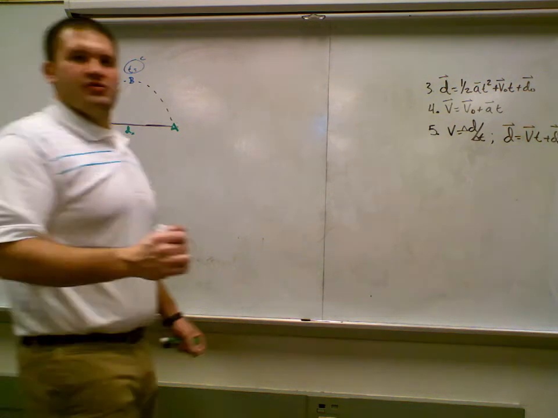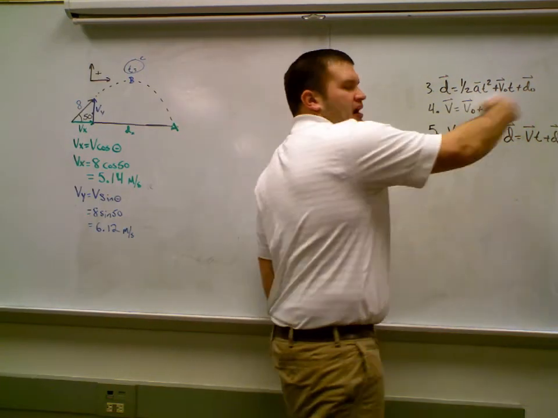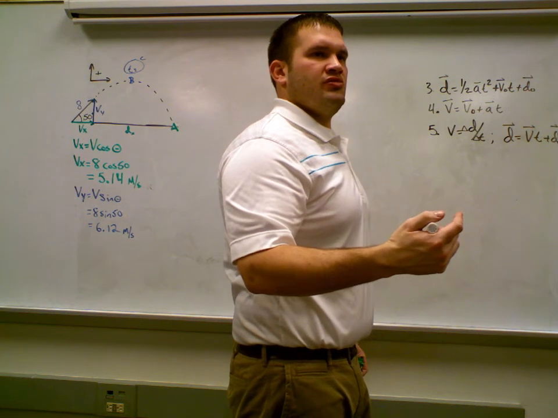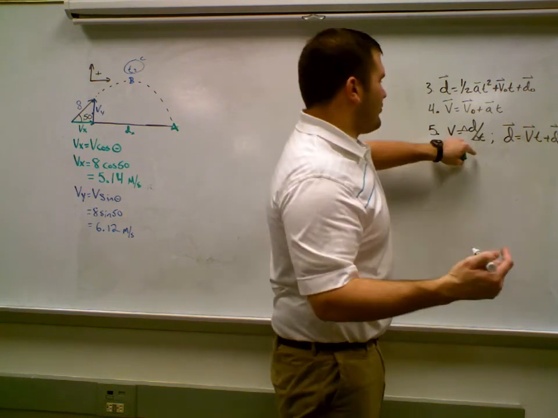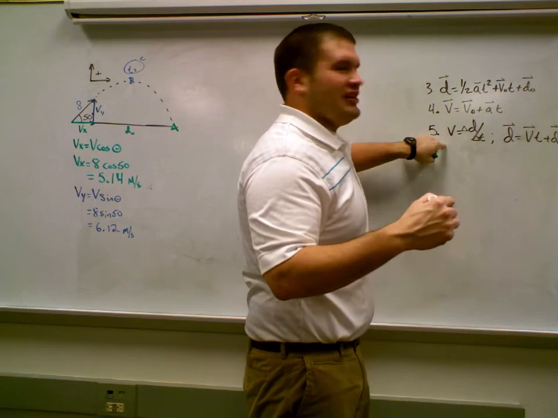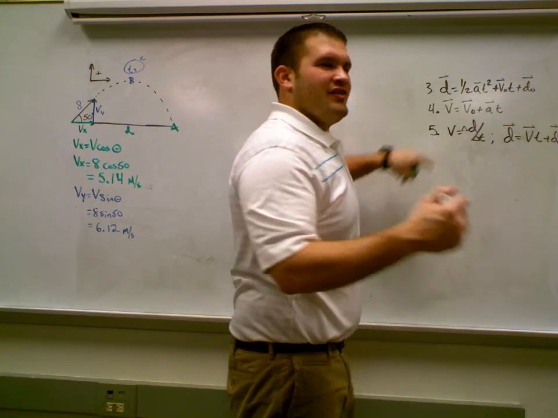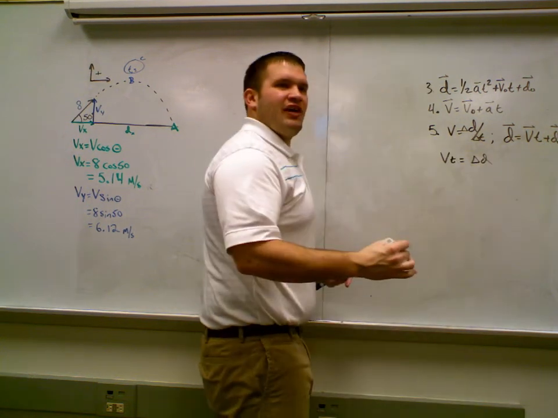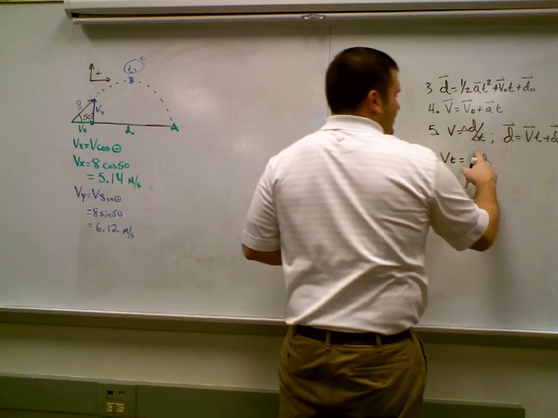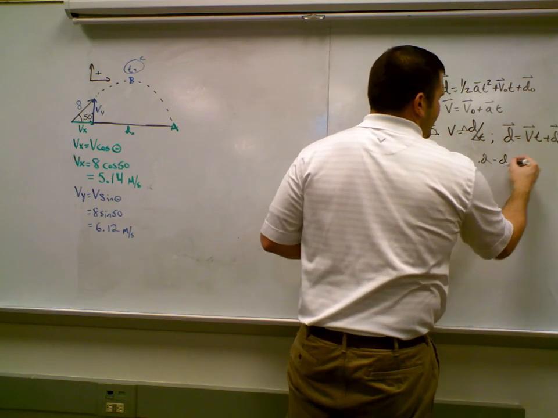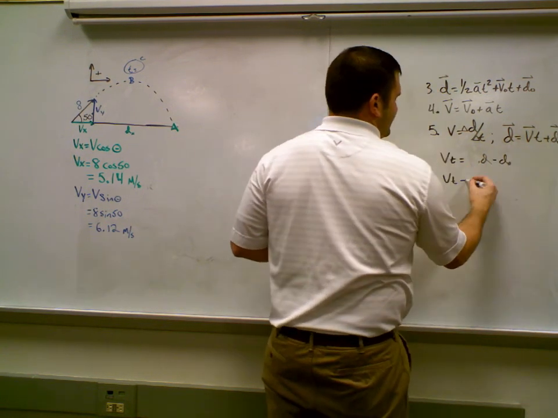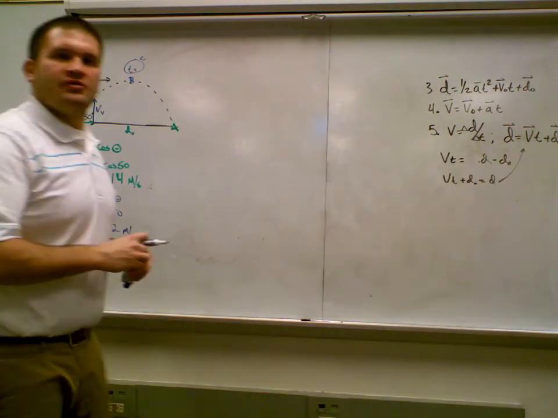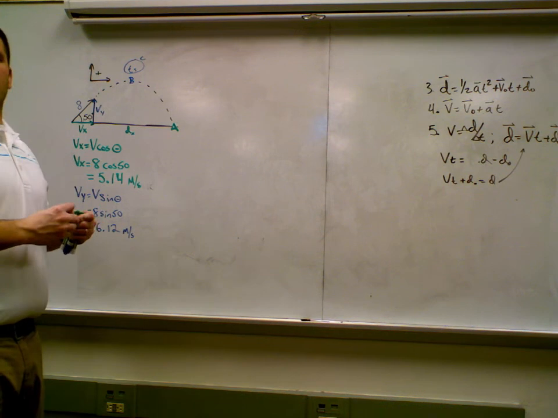The second one? Well, delta d is d minus d naught, right? Right, Sergio? Okay. So I multiply both sides by t, right? So then I have vt equals delta d. This is d minus d naught. Add that to both sides. Same equation I have right there, just written in a different order. Does that make sense?